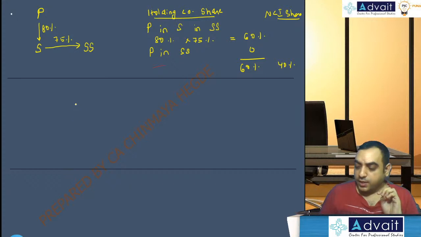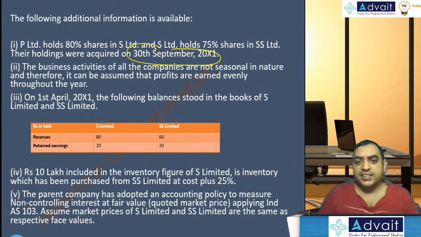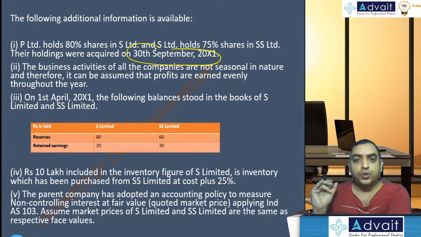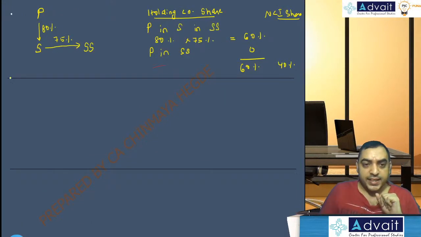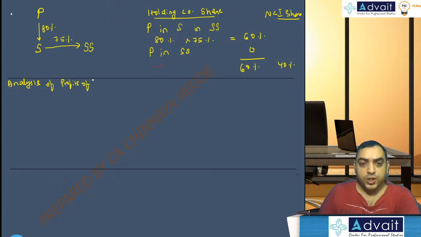That is one part. Then we have the concept of the acquisition taking place during the year. The acquisition took place on 30th September, exactly 6 months. So we have to analyze the profits. Let us write the analysis of profits of the two companies. Let me do SS Limited first, and then I'll go for the analysis of profits of S Limited.